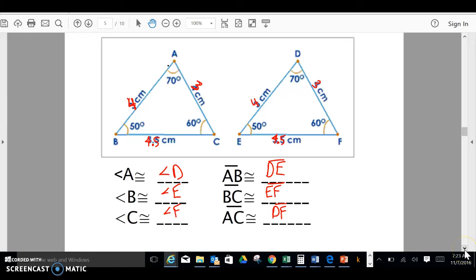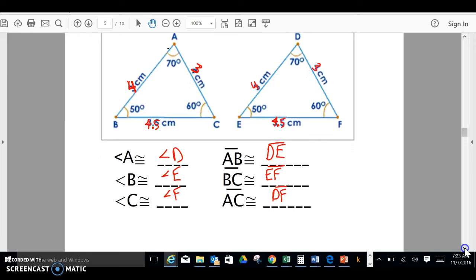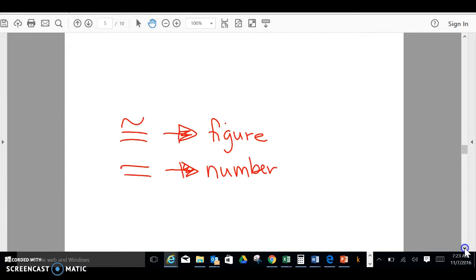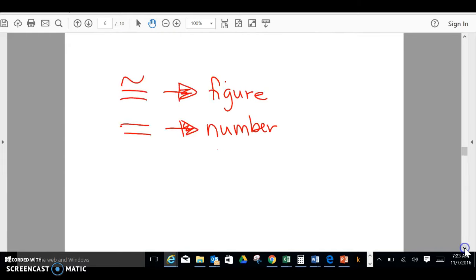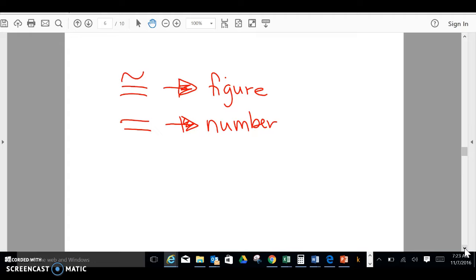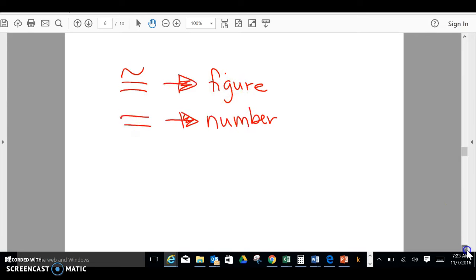So that's how you name which ones are congruent or which sides are corresponding to each other. You just say which is congruent to which. All right, next page. Some rule of thumb there: congruent means you're looking at the whole figure and seeing what matches up. When you see the equal sign, that means you're looking at numbers.